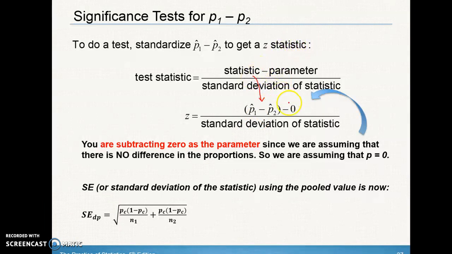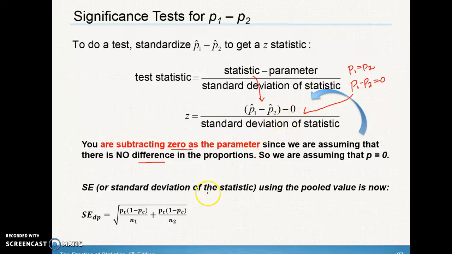Now, where does this 0 come from? Minus the parameter of 0. We're subtracting 0 as the parameter because we're assuming there's no difference in the proportions. So remember that null when we said that P1 equals P2, or P1 minus P2 is equal to 0. That's where that 0 comes from. We're assuming the parameter is 0.